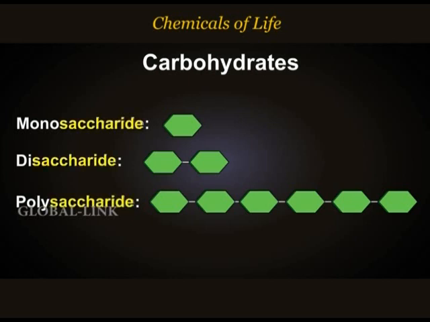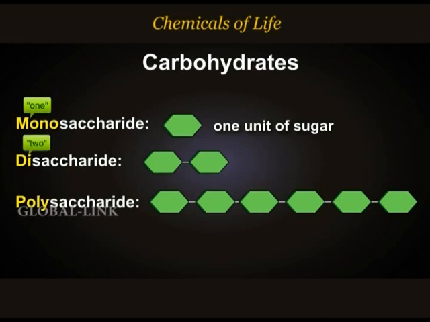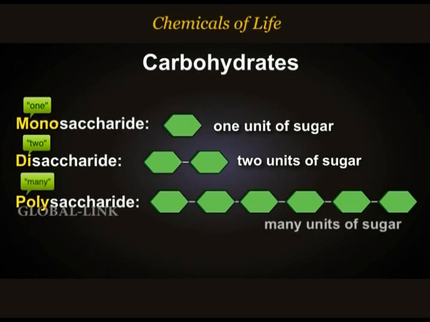The word saccharide simply means sugar. The prefixes mono, di, and poly refer to the number of sugars in the molecule. Mono means 1, and so a monosaccharide has 1 sugar unit. Di means 2, and therefore a disaccharide is a carbohydrate that has 2 sugar units. Poly means many, and therefore a polysaccharide is a carbohydrate that has many sugar units.